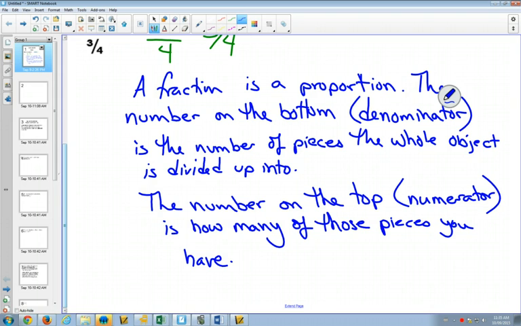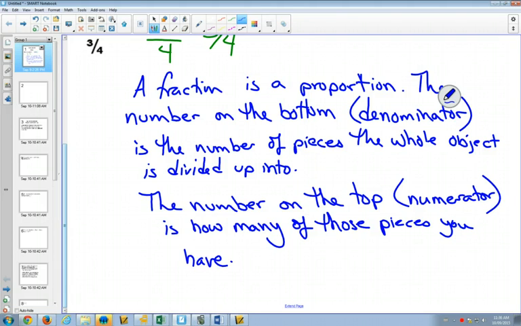I could divide that original piece of paper into 4. Now I have 4 pieces, and these two would be 2 of those 4 pieces, so I would have 2 out of the 4 pieces.